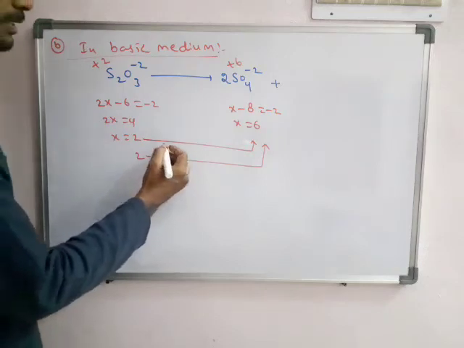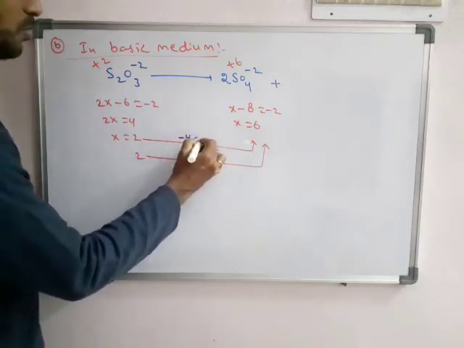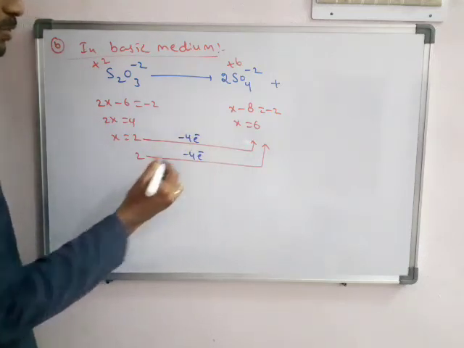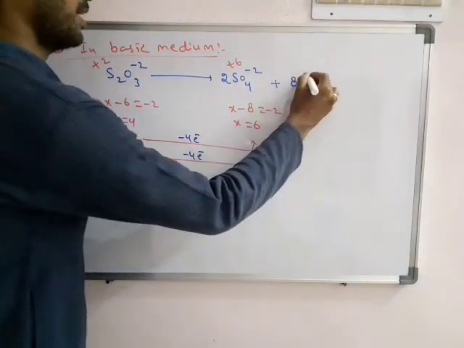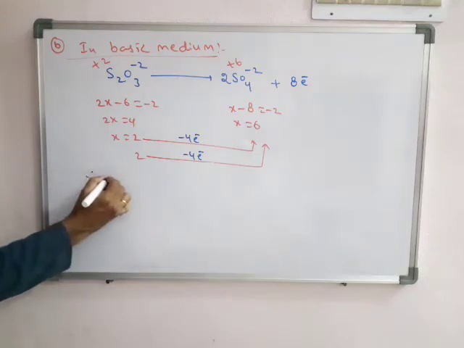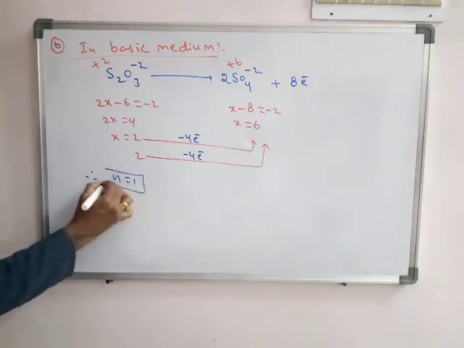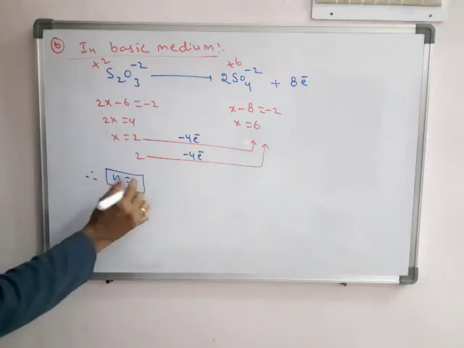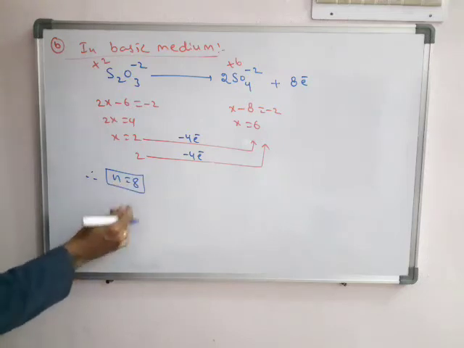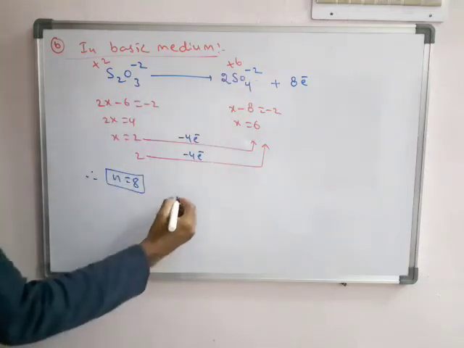When is it possible? By losing 4 electrons. Again it is also losing 4 electrons. Total becomes how many electrons? Losing of 8 electrons. So therefore finally we can write the n factor is equal to 8. Number of electrons lost is 8.